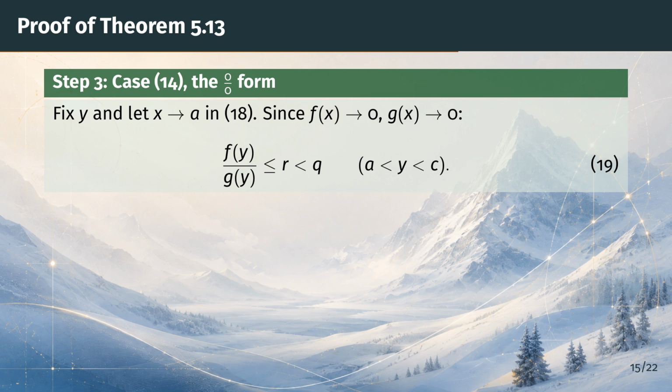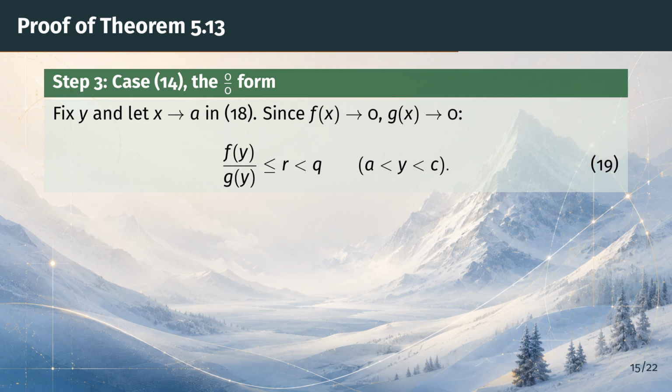Step 3 treats the 0 over 0 case. Condition 14. In inequality 18, hold y fixed and let x slide toward the endpoint a. Both f of x and g of x go to 0, so the left-hand side becomes 0 minus f of y over 0 minus g of y, which is just f of y over g of y. The strict inequality relaxes to less than or equal in the limit, giving inequality 19. F of y over g of y is at most r, hence below q, for every y between a and c. So the quotient is already bounded above by q.